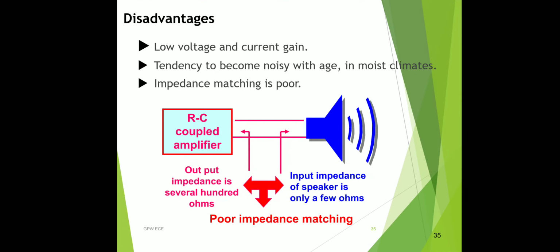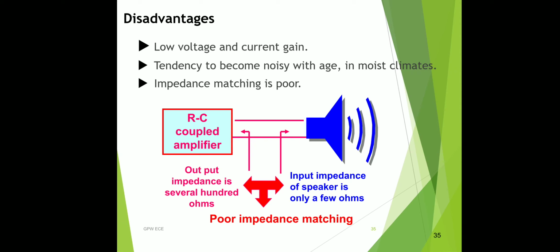The RC coupled amplifier output impedance is on the order of several hundred ohms, and suppose it is driving a speaker, the input impedance of the speaker is only a few ohms. So there is an impedance mismatch between this RC coupled amplifier output stage and the input of the speaker. This is a disadvantage of the RC coupled amplifier.